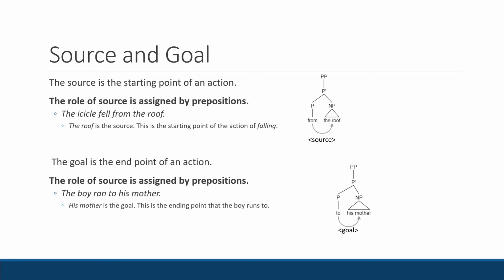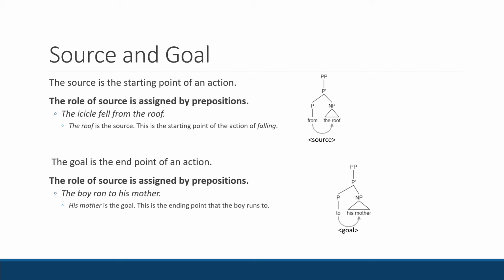Next are the source and goal. These have everything to do with prepositional phrases. The role of source is assigned by the prepositions. "The icicle fell from the roof." The roof is the source, the starting point of the action of falling. So it came from the verb, and then "from" is the preposition that assigns the roof as the source.